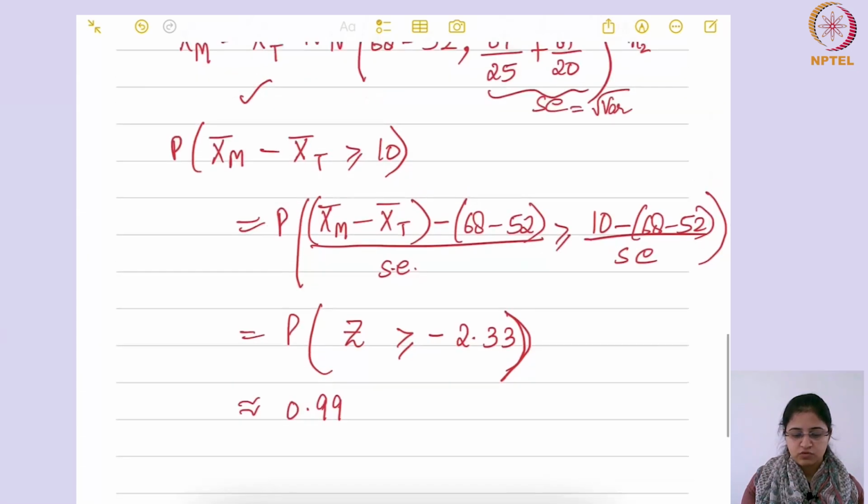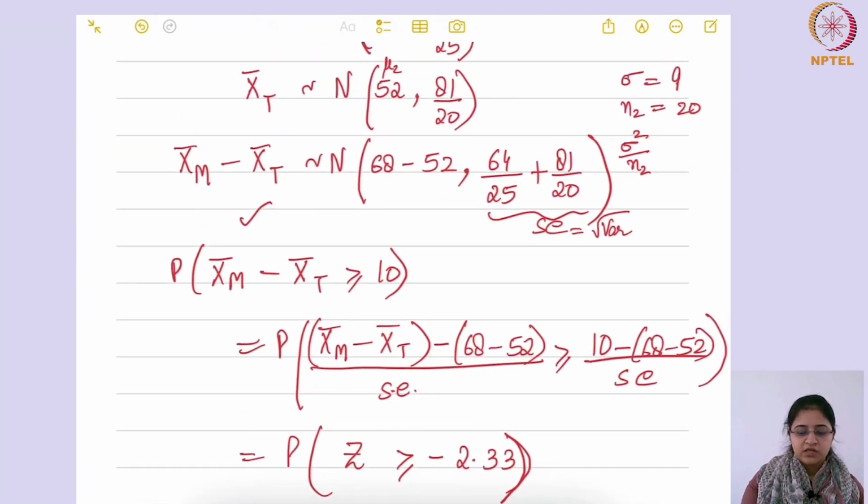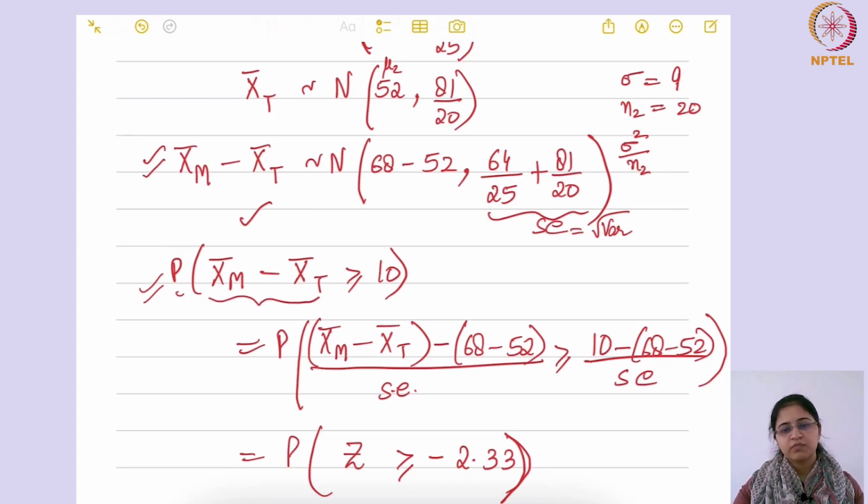In this way you can solve the problems. Note that we are not always interested directly in the sampling distribution of this, but rather our interest is in finding such probabilities. You cannot solve these probabilities until you know the sampling distribution, because only then can you apply the standard normal distribution and the concept of standardizing it, and the result will follow.